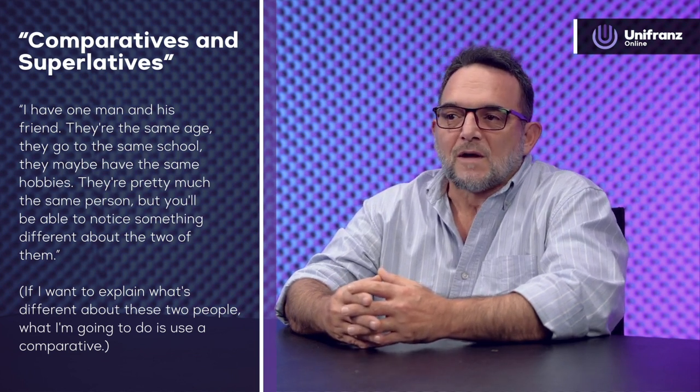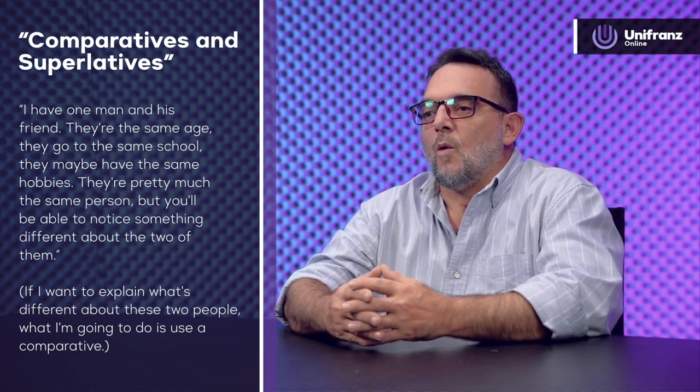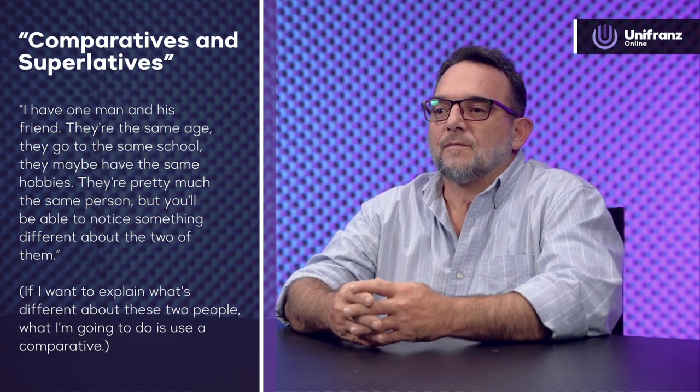If I want to explain what's different about these two people, what I'm going to do is use a comparative. Here you can guess that one man is taller and one man is shorter, right? That's what comparatives are. On the other hand, a superlative is when we compare more than two things and we want to say which one's the best. So we would use a superlative to talk about the best in the group.